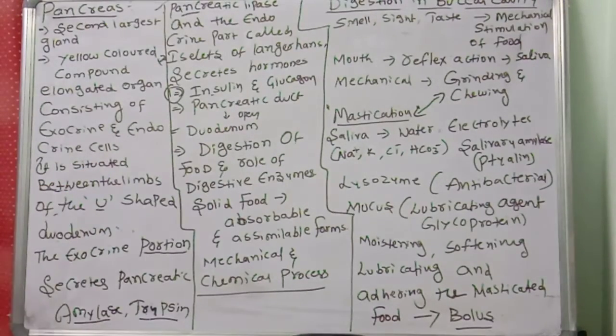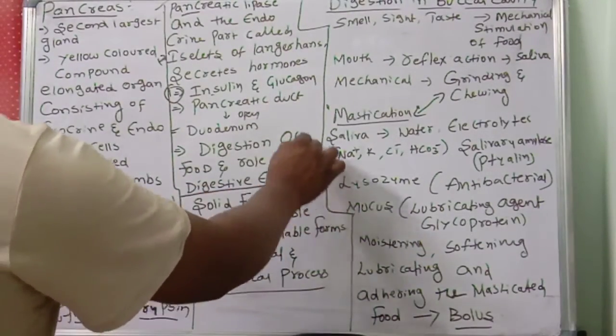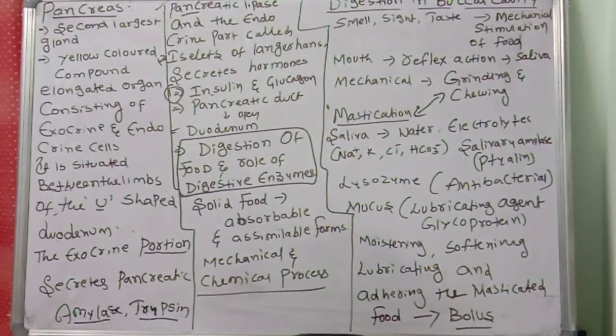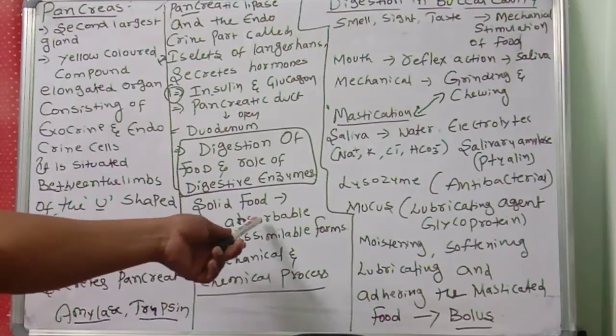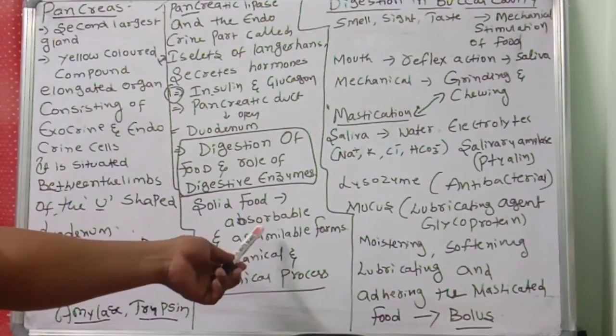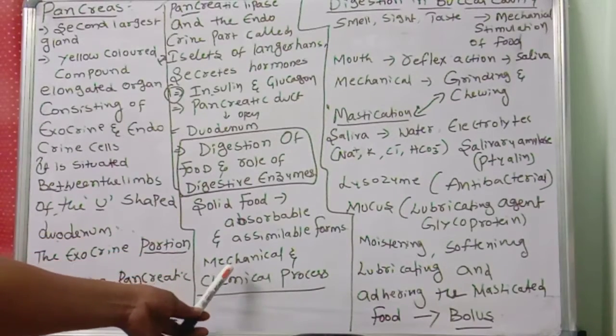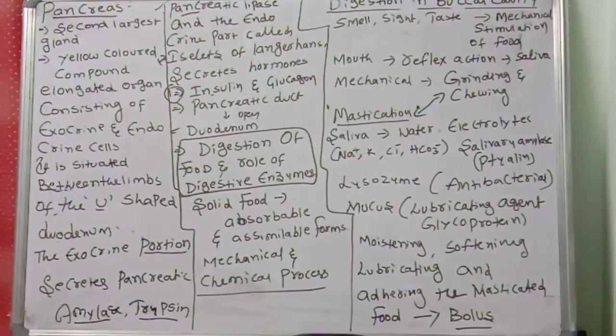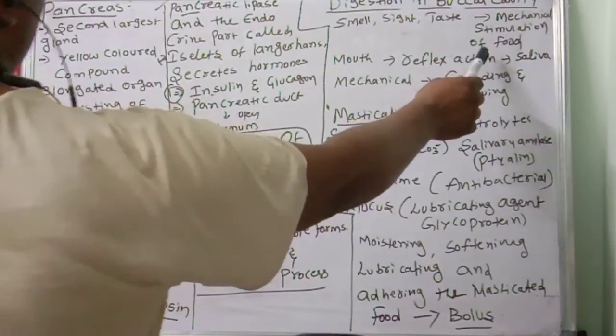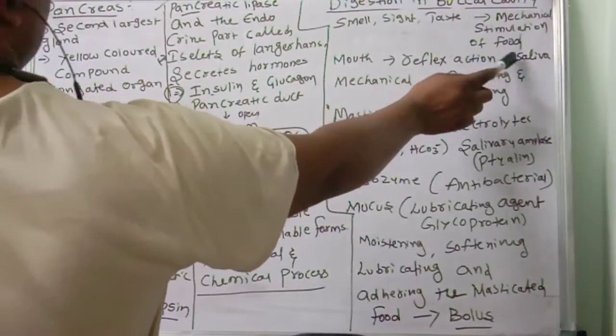Next concept is digestion of food and the role of digestive enzymes. Solid food has to be converted into simple, soluble, absorbable and assimilable forms, with the help of mechanical and chemical processes of digestion. So first, where will digestion start? Digestion starts in the buccal cavity. When you see, smell and taste the food, mechanical stimulation of food in the mouth triggers the reflex action to secrete saliva.